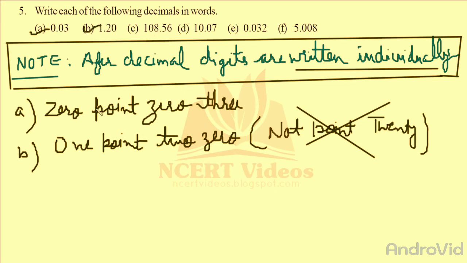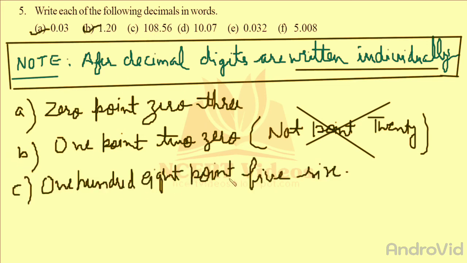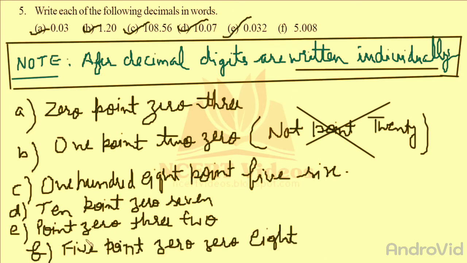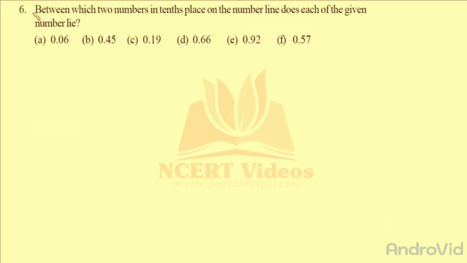Then comes the C part. 108.56. The whole part should be named as numbers are named. 10.07 and 0.032, not thirty-two. And last part is 5.008. That makes it easier to identify decimals.